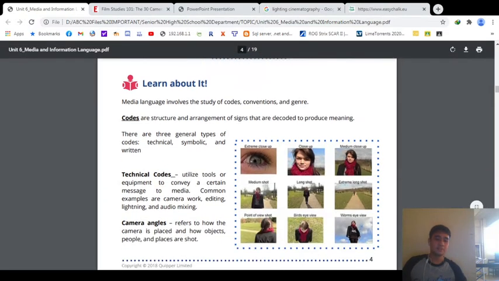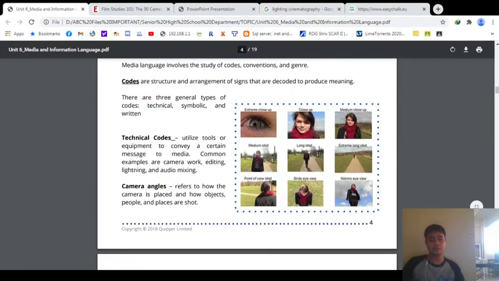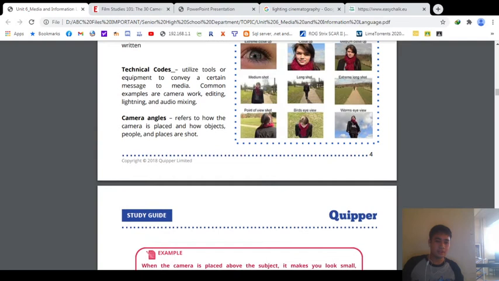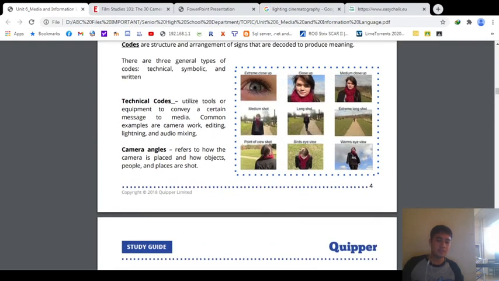So next is the camera angles. They refer to how the camera is placed and how objects and people and places are shot. Have been taken, no? So camera angles tell a deeper meaning of the character.